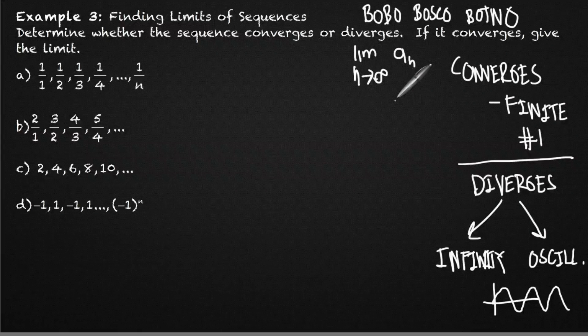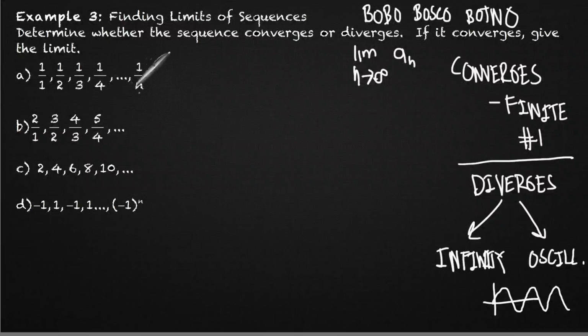In other words, let me break that down. What we're asking is, what is the list of numbers heading towards if we let the term number head towards infinity? And usually by doing that, you can figure out what the list of numbers is heading towards.